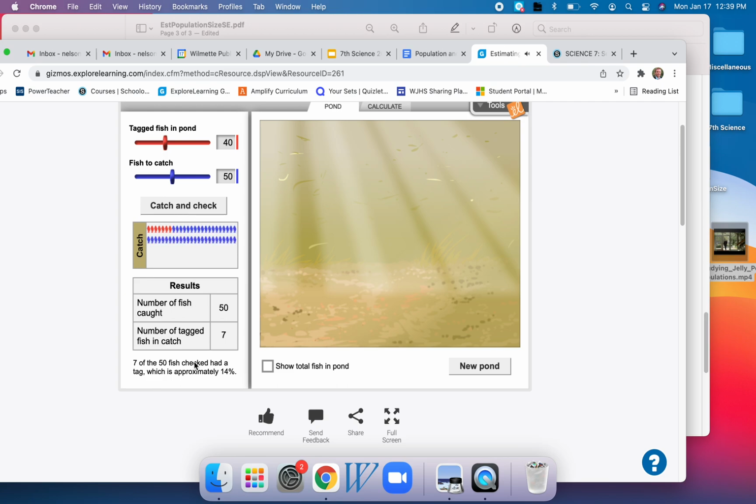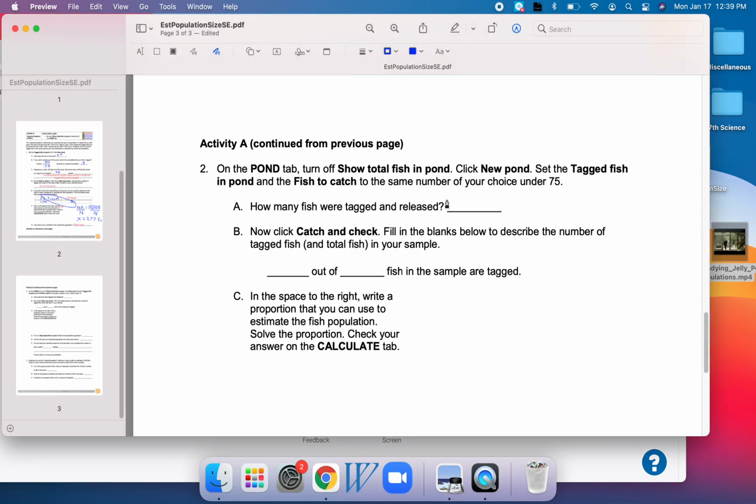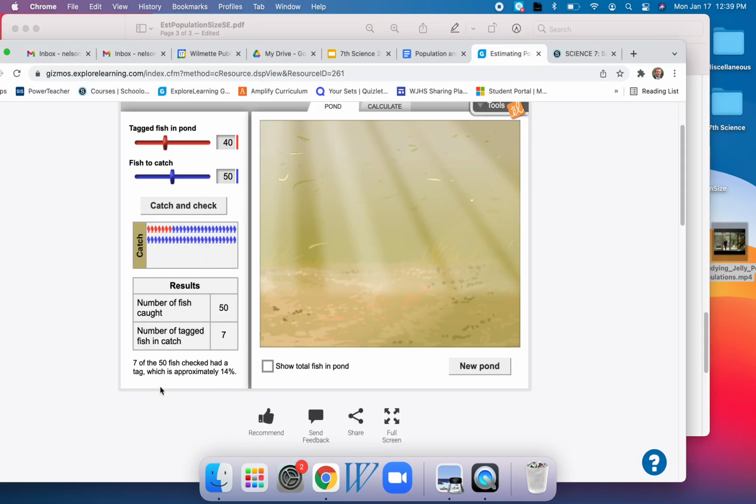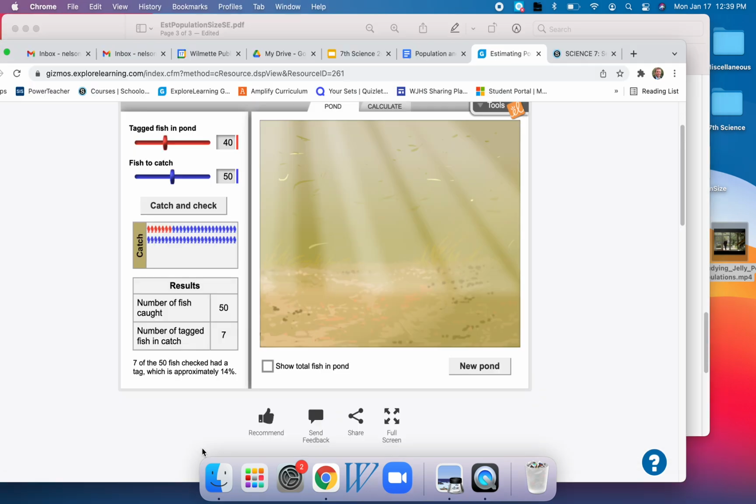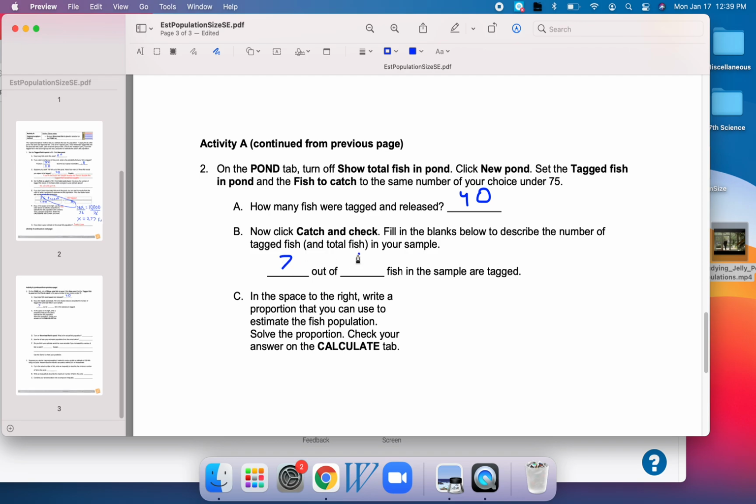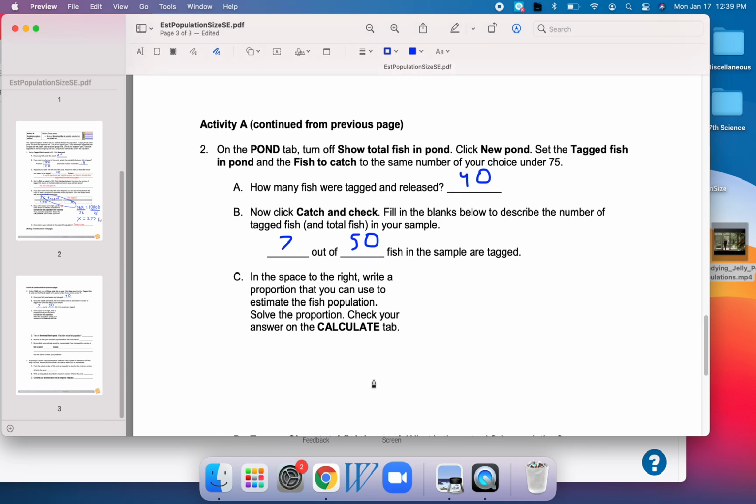Set up your proportions. So we had number 7. We caught, how many fish were tagged and released? Well, the number of fish that we tagged were 40. Now click the check, fill in the blank, the number of tagged fish in your sample. Blank out of blank fish were tagged. We would say 7 of the 50 fish were tagged. So this is your proportion.